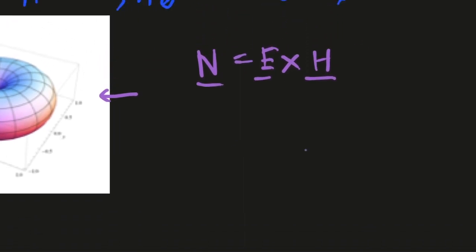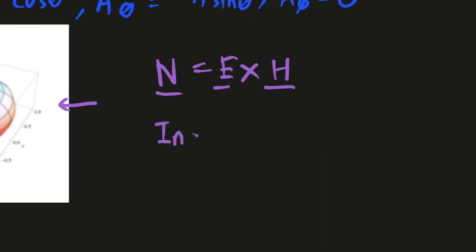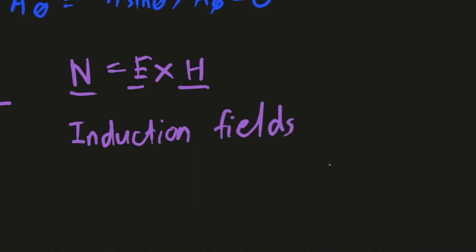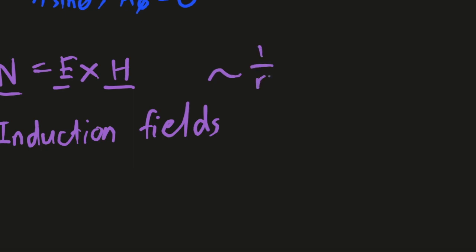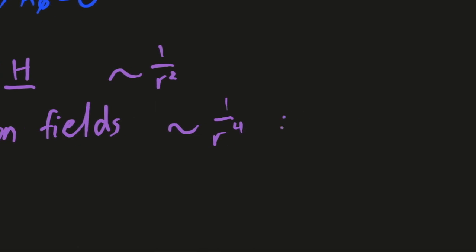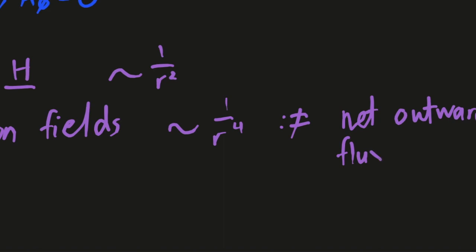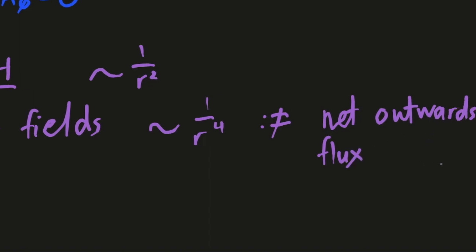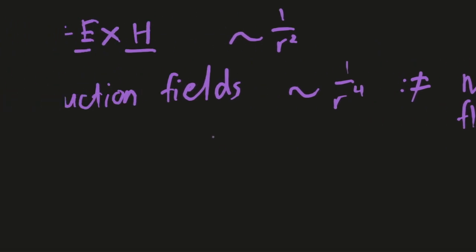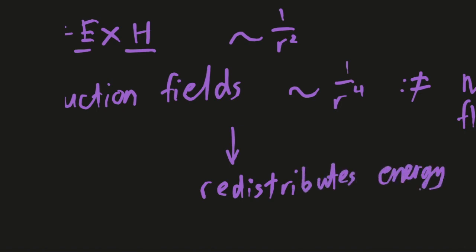So what we can note in the induction fields. The induction terms we talked about just now were something like 1 over r squared. So now it becomes something like 1 over r to the 4. It's not a net outward flux, first of all, because if it's 1 over r to the 4, it's going to decay really quickly as you go out. It can't be something that radiates power outwards, you see. So it has to be something that redistributes energy close to the dipole.